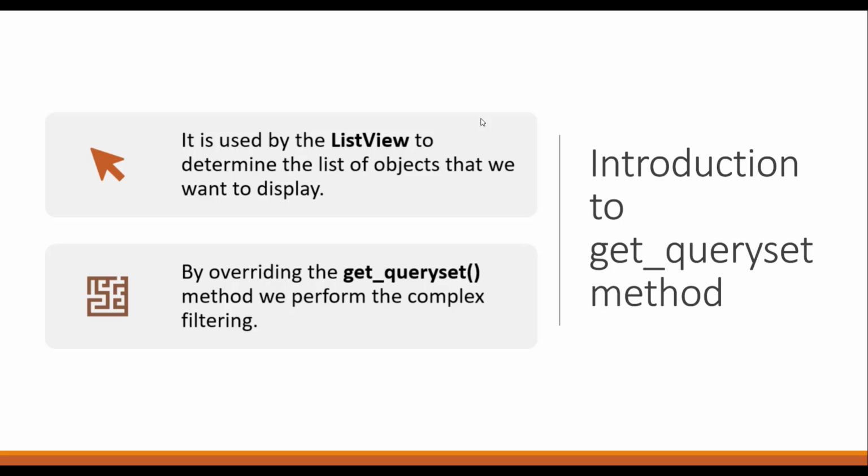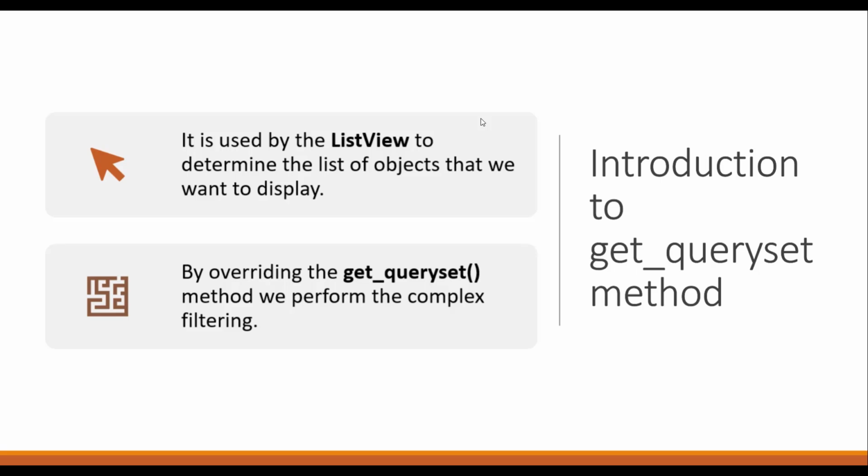So you all know that filtering is another need while retrieving the data. So for this the ListView has a get_queryset method to override. It is used by the ListView to determine the list of objects that we want to display. But by default, it will just give you all for the model you specify. And by overriding this method, we can extend or completely replace the logic.